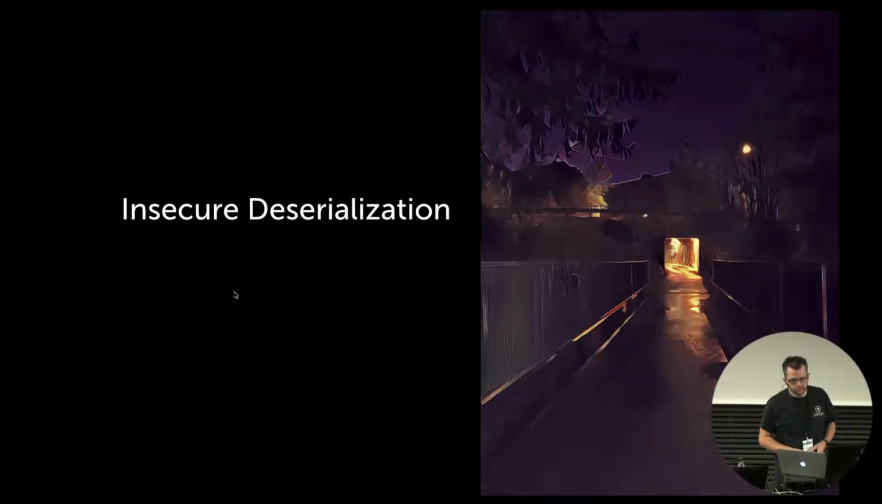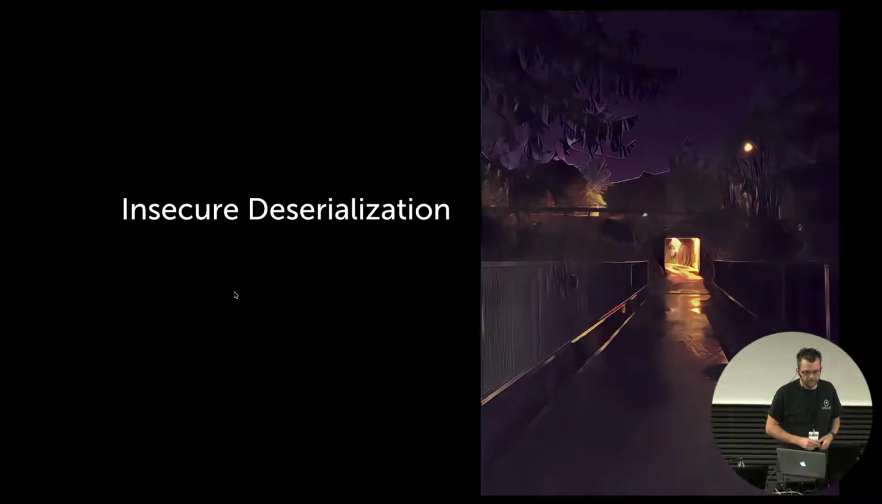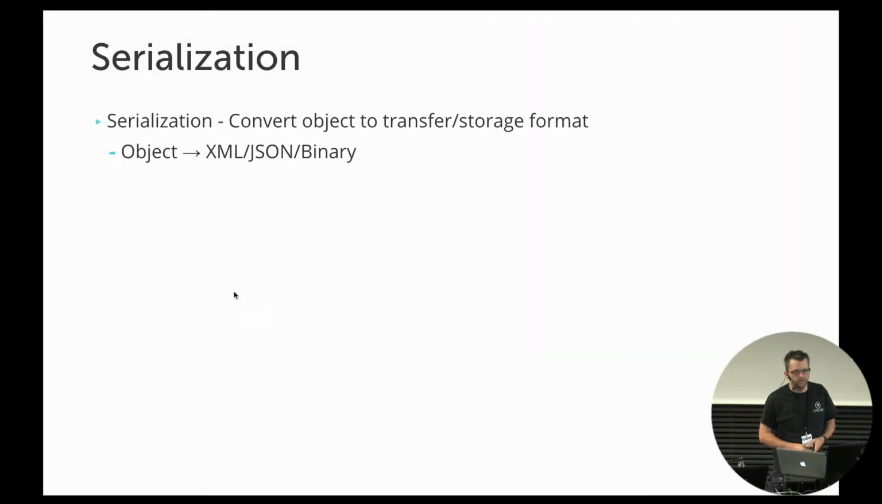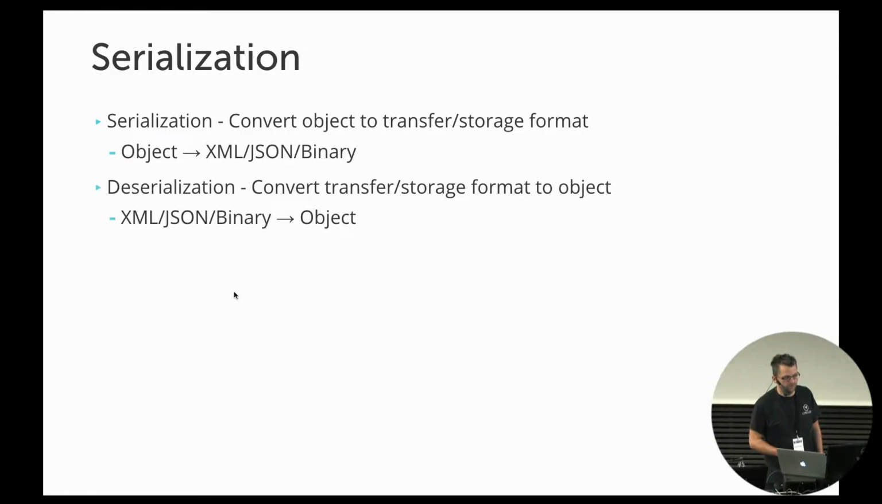The next one, which was also recently added to the OWASP Top 10, is called insecure deserialization. Serialization is something we use in a lot of places. If we're serializing something, we're converting something from, let's say, a Java object or a .NET object into something that we can store or transfer or send across a wire. It could be XML, it could be JSON, it could be binary of some kind.